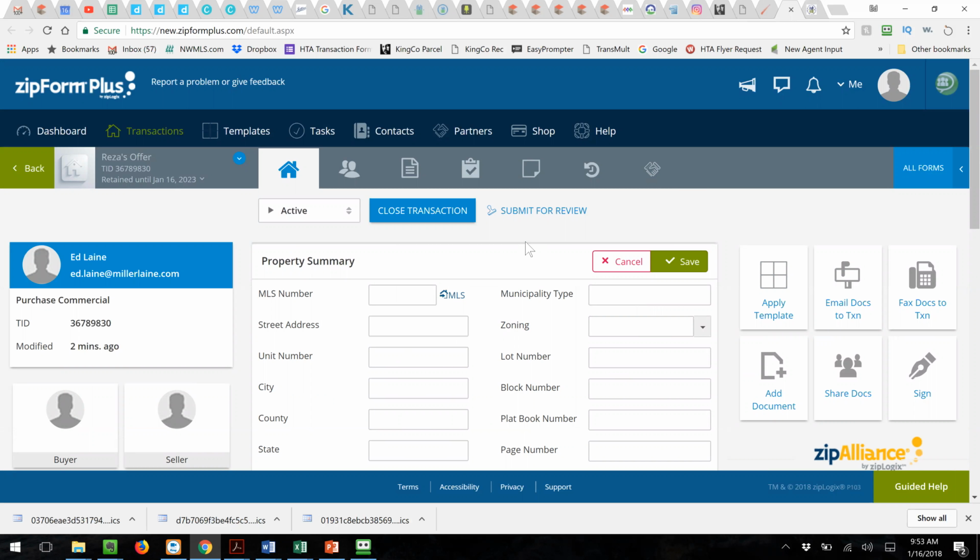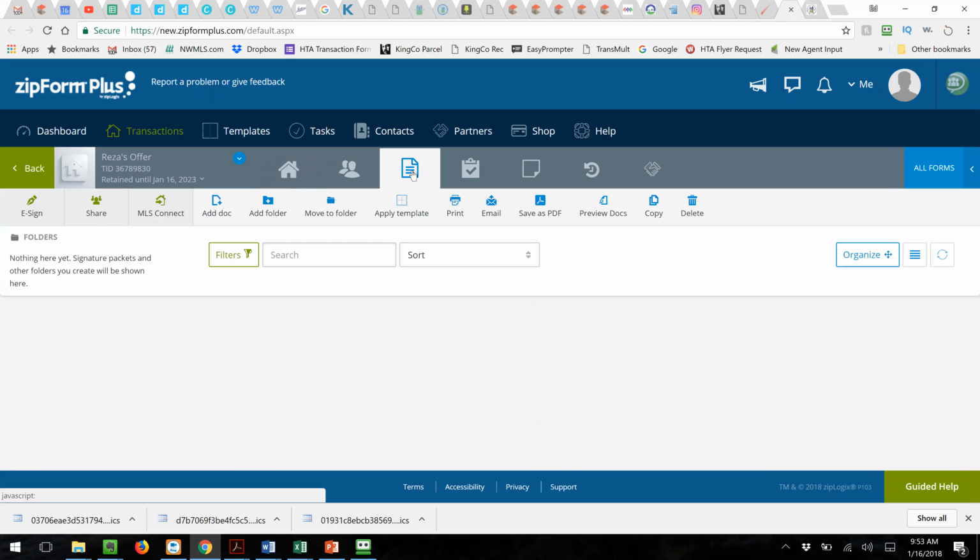So if you're going to write more than one offer, you can keep them all in here. You can edit them. You can copy them. It's a pretty good site. So you're going to fill in the contacts. I'm just going to show you how to add the documents, right? We're going to go over here to Add Doc.